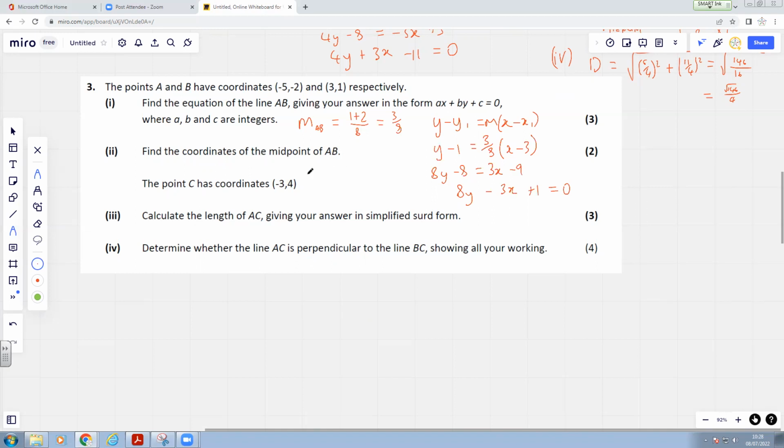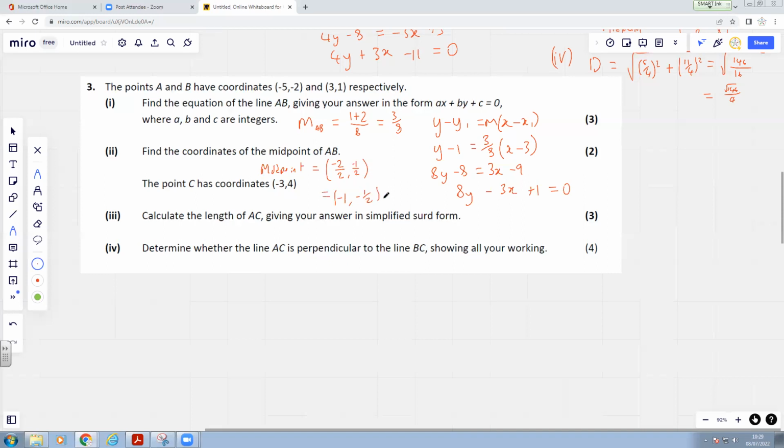Find the coordinates of the midpoint of AB. Well, that's going to be midpoint equals, we're just going to add the x's together, which gives me minus 2, and then divide it by 2, which is going to give me minus 1 eventually. And then we're going to add the y coordinates together. 1 plus minus 2 is going to be minus 1, divided by 2. And so you get minus 1, minus a half.